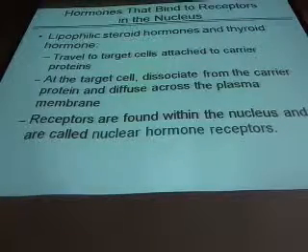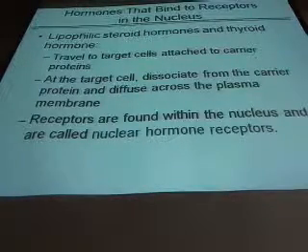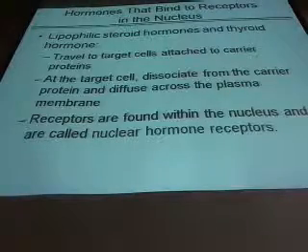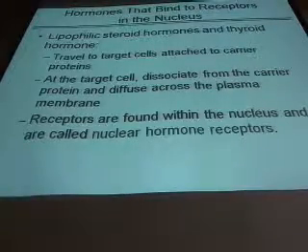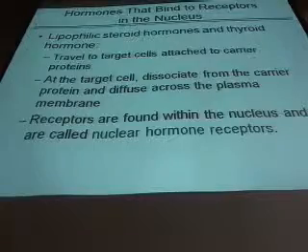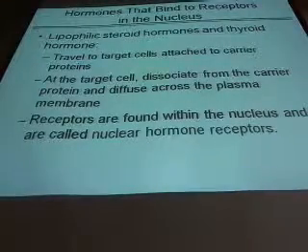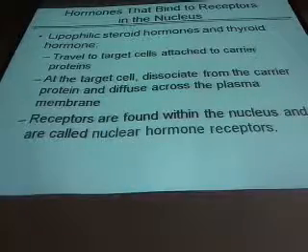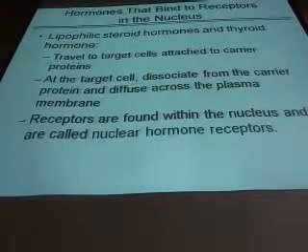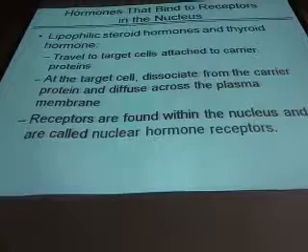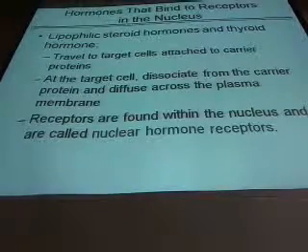So we'll use thyroid as an example. It travels on thyroglobulin to the target cells, attached to the carrier protein, which again is thyroglobulin. At the target cells, it dissociates and diffuses across the plasma membrane. It gets into the cytoplasm of the cell. It goes right across the membrane.